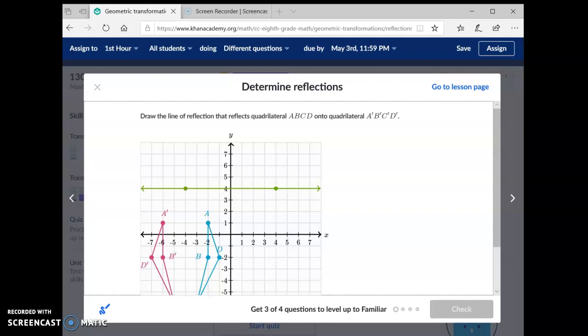Hi, 8th graders. This is part 3 of Quiz 3 review. I'm going to go over two problems from Determine Reflections.